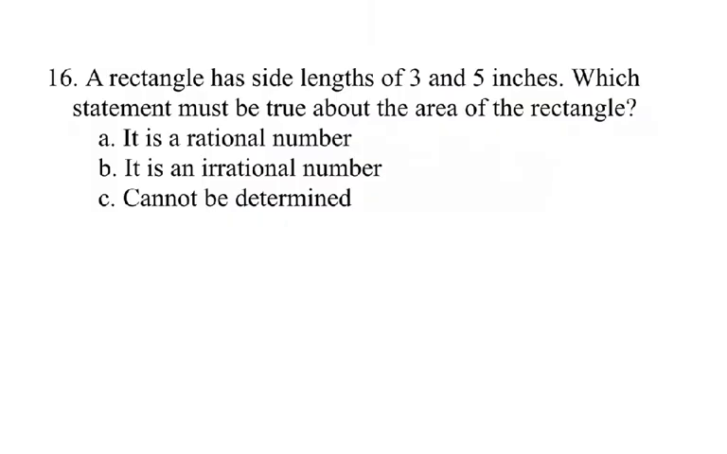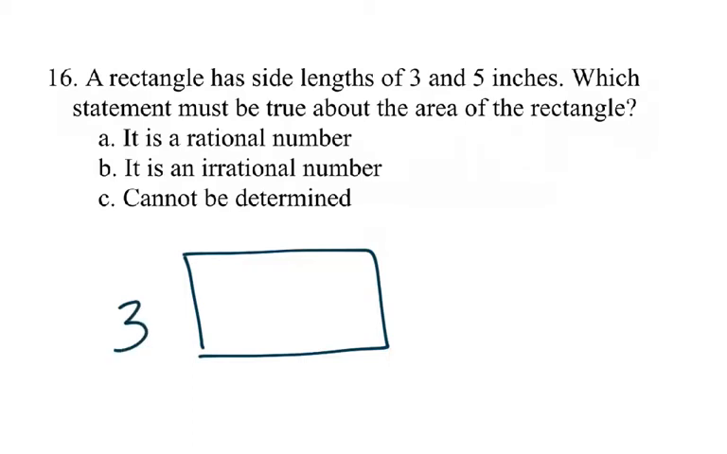Okay, alright, so this is from that properties of rational and irrational, which I really hate, but we have to learn it. So a rectangle had side lengths of 3 and 5. Which statement must be true about the area of the rectangle? So if I multiply 3 and 5, I get 15. So it's definitely a rational number. And that comes from that property of if you have a rational times a rational, you're always going to have a rational. Oh, I don't know why this page is blank.